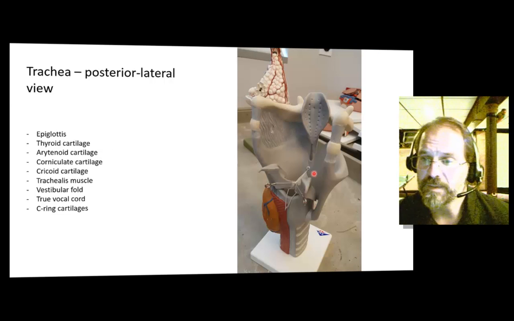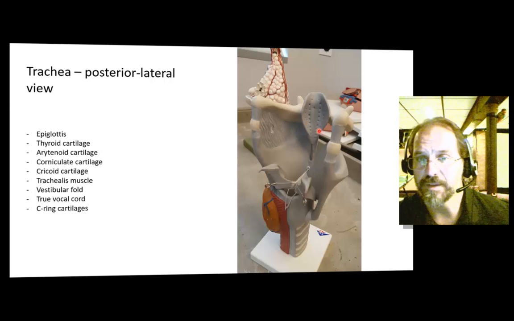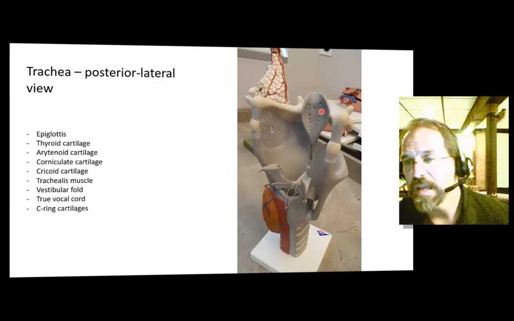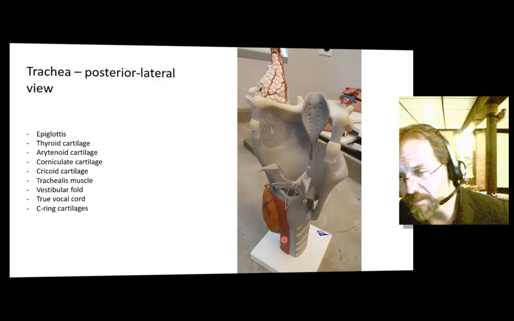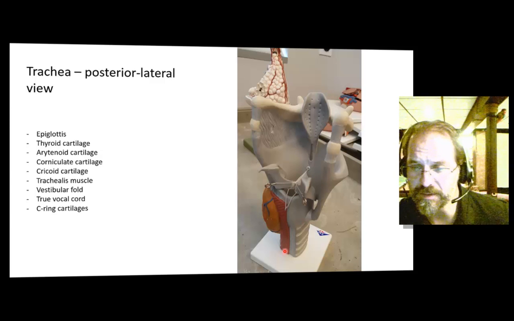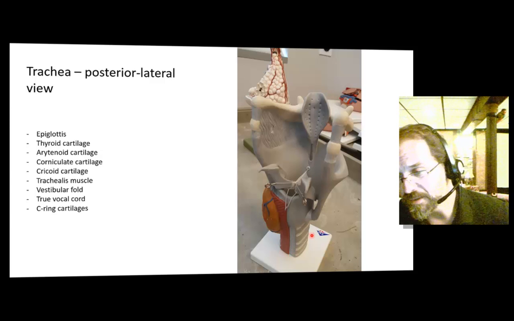So here we're looking from kind of a superolateral point of view. There's the epiglottis, hyoid bone. So when you swallow, the epiglottis folds back here and covers the opening of the larynx. What we see in the back, well, here's the trachealis muscle that covers the posterior of the trachea. Those are the C-ring cartilages that come around till they meet the trachealis muscle. You can see the thyroid gland wrapping around here.